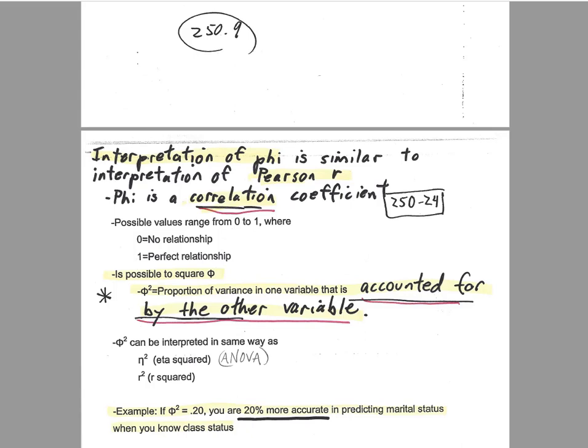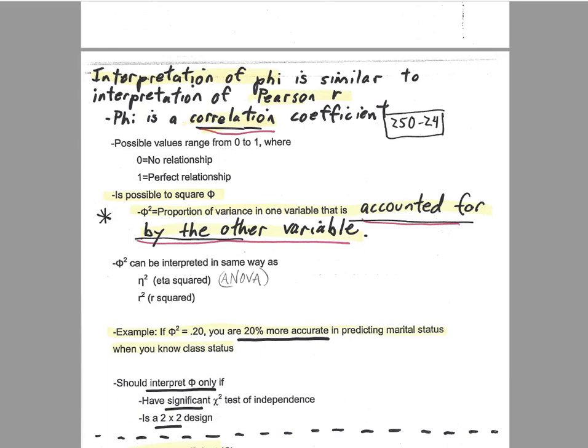Some stat textbooks caution that you should interpret the Phi coefficient only if your chi-square test is statistically significant. Interpret it only if you have a significant chi-square test of independence, and interpret it only if you've got a 2x2 design, and that's the 2x2 cross-tabulation table that I illustrated earlier.